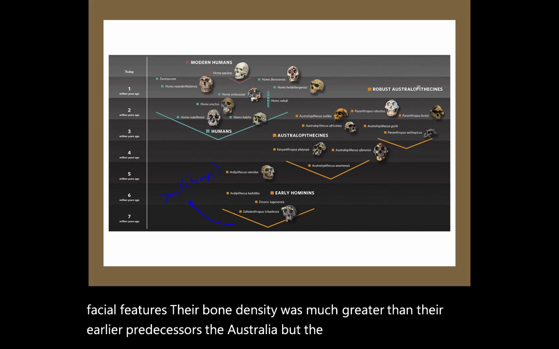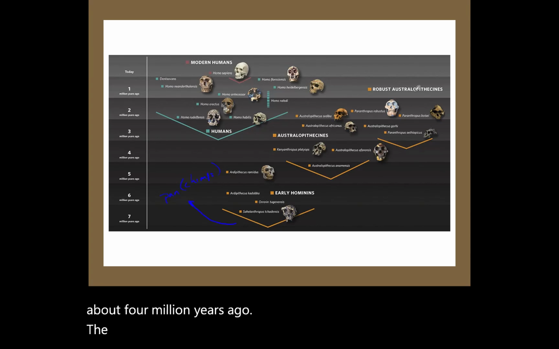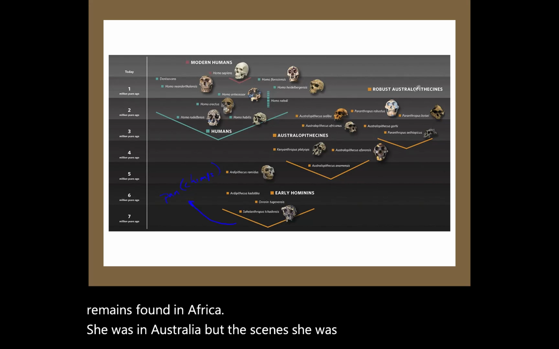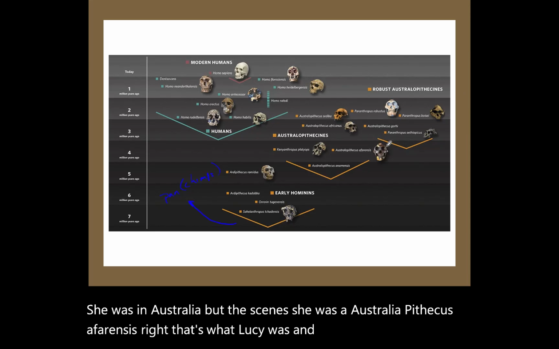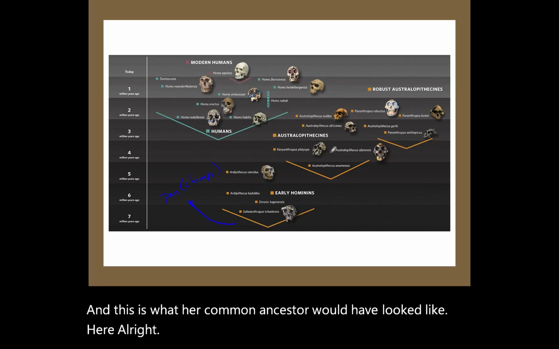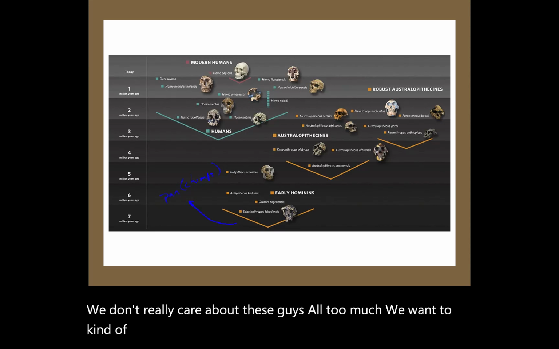Australopithecines, just to put it in perspective, if you've ever heard of Lucy, about 4 million years ago, the first hominid fossilized remains found in Africa. She was an Australopithecine. She was an Australopithecus afarensis. That's what Lucy was, and she would be right here. This is what her common ancestor would have looked like over here. Well, we don't really care about these guys all too much. We want to come over to this area right over here.